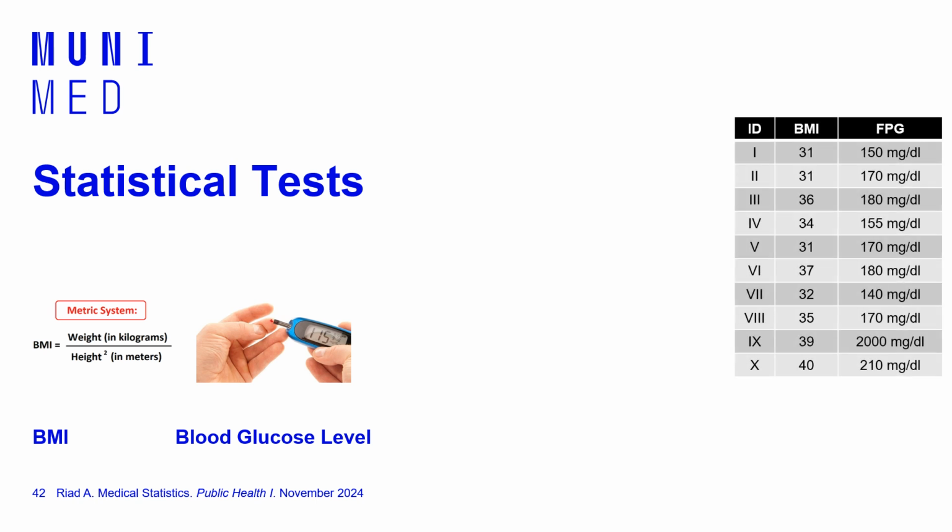In this list of individuals, we have 10 humans who are obese. The first case had 31 BMI and 150 fasting plasma glucose. The second one has 31 also and fasting plasma glucose of 170. The third one 36 BMI and 180 fasting plasma glucose, and you can read the values in this list. So if you have 2 quantitative variables, you should use a correlation test, and it can be either Pearson or Spearman correlation.